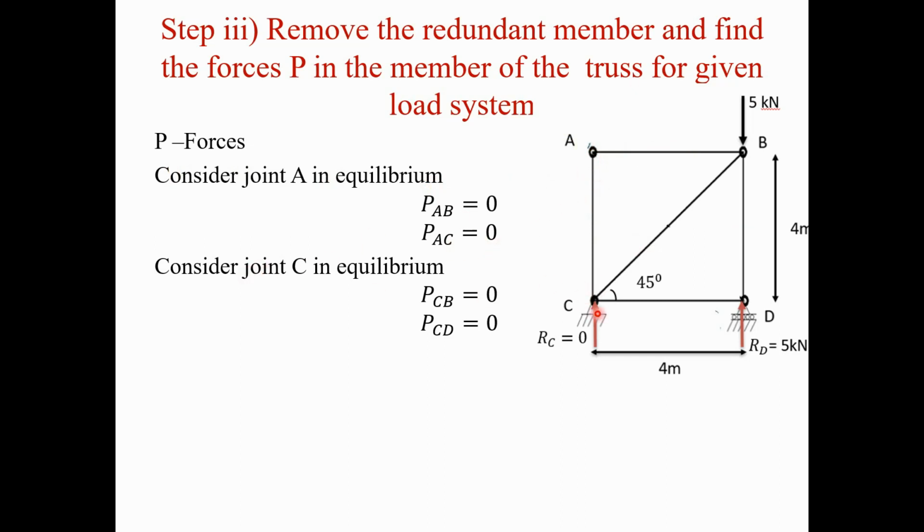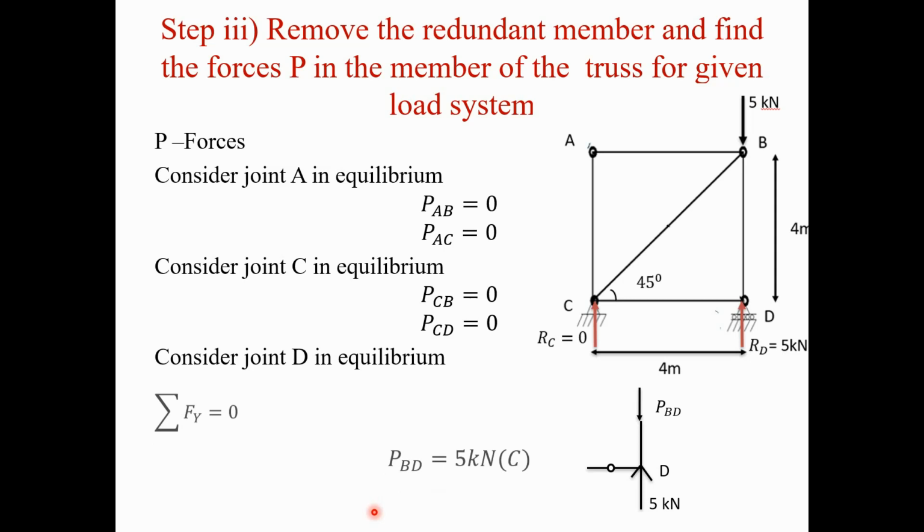After that we consider joint C. At joint C, the reaction is 0, so both member forces, PCB and PCD, are also 0. Now we take the last joint, joint D, and draw the free body diagram of joint D separately. This is the free body diagram of joint D. The RD reaction is 5 kilonewton. The member force PBD that we have to find is acting in the downward direction.